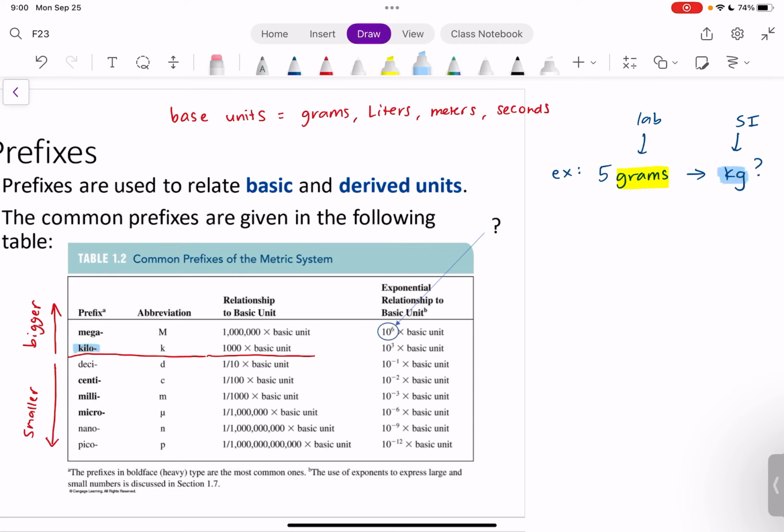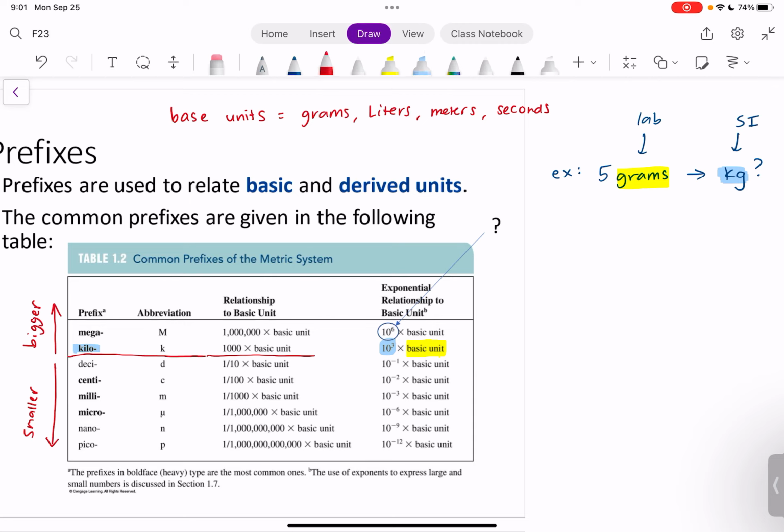And I'm trying to get to kilograms, so we'll make kilograms blue. If I'm trying to get to kilograms and I'm in grams, I want to multiply my base unit, using this chart, by 10 to the third, because that's the multiplier. That's how much bigger kilograms are than grams. They're 10 to the third bigger than grams.